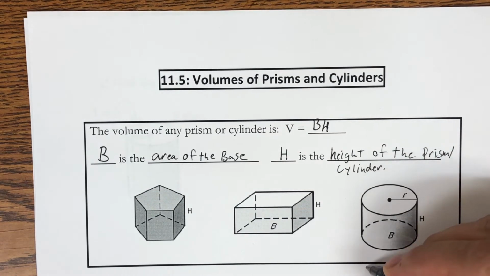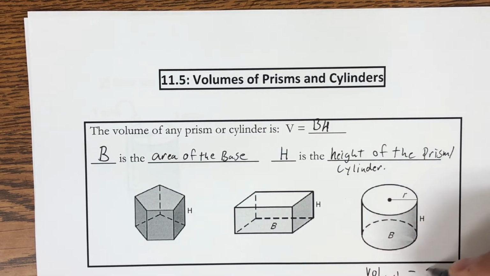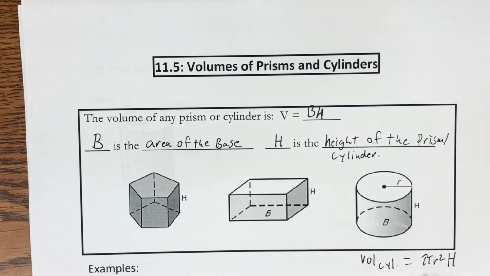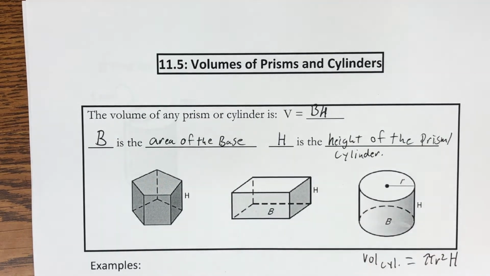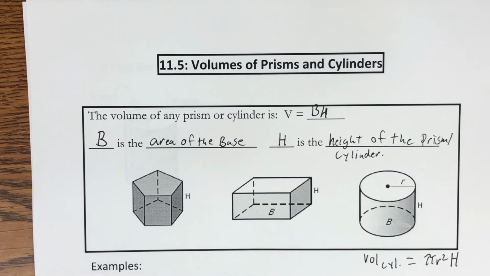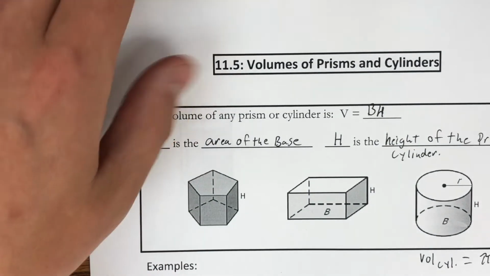So the volume of a cylinder, I'm going to write this down, is equal to pi r squared times the height. The reason why it's pi r squared is because the area of the circle is pi r squared. So that's the area of the base, capital B. So I'll hop into a few examples now.